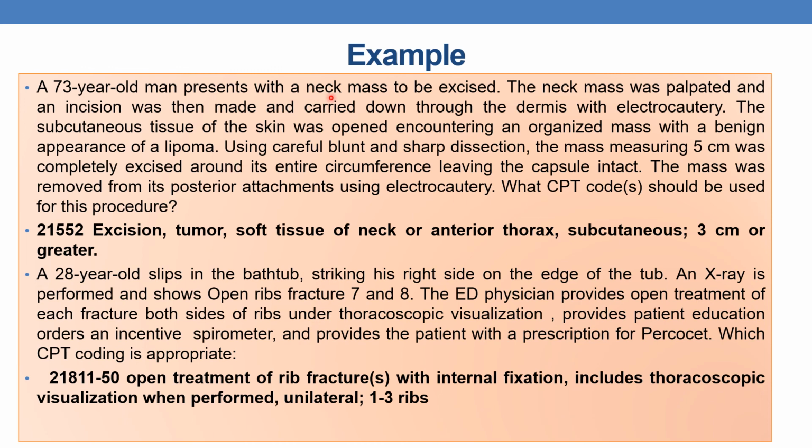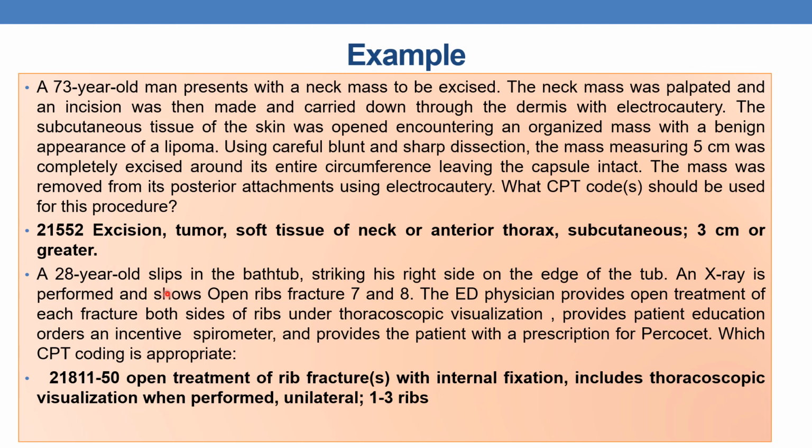Here, a mass of the neck is excised and the diameter is 5 cm. So the appropriate CPT is 21552, excision tumor, soft tissue of neck or anterior thorax, subcutaneous, 3 cm or greater.